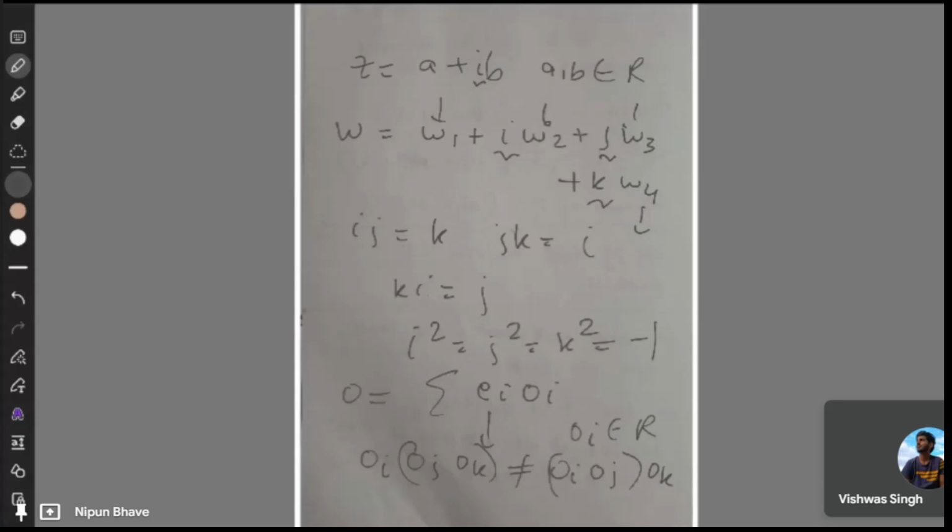Ultimately it is linked to the e_i, because you can expand. Sorry, this is actually an abuse of notation. Thank you for pointing this out. So let me call this O. This is nothing but the summation of e_i times o_i. These o_i are real numbers and e_i are the imaginary units.